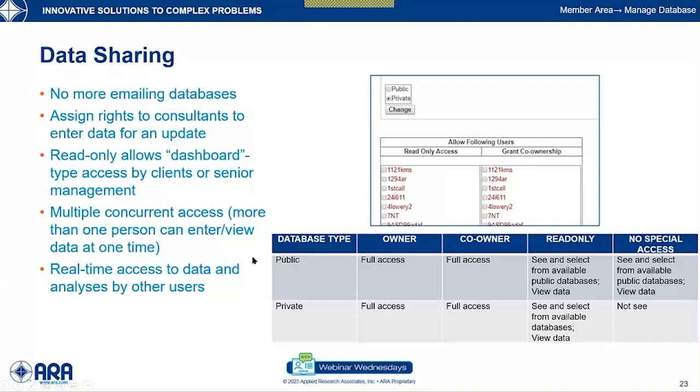Also, data sharing allows you to do multiple concurrent access. So again, back in the dark ages, we would have multiple technicians typing in data, that sort of thing. And then we would have to merge the data, or you would have to do version control. With multiple concurrent access, multiple people can be working on the same database at the same time. There are no conflicts. Everything's immediately available, and you can see what's going on. So the big thing is data sharing is how we do real-time access to data and analyses that other people are doing.